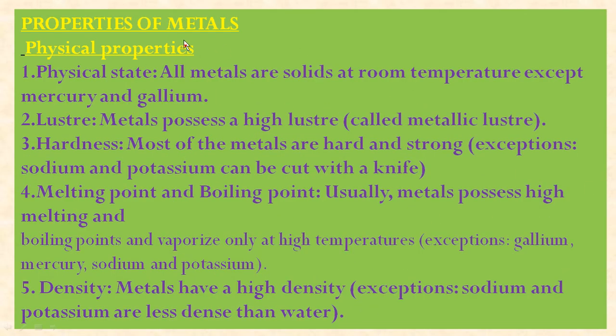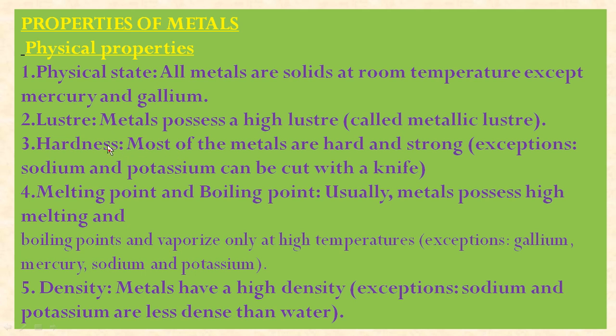Then the properties of metals, physical properties and chemical properties. In the 9th standard you already studied this in tabulation form. Here the physical state, the first one: most of the metals are solids at room temperature. What are the exceptions here? Mercury and gallium. Mercury has the symbol Hg, gallium Ga. Luster: most metals have a shining appearance, which is called luster. Metals possess high luster, a metallic luster.